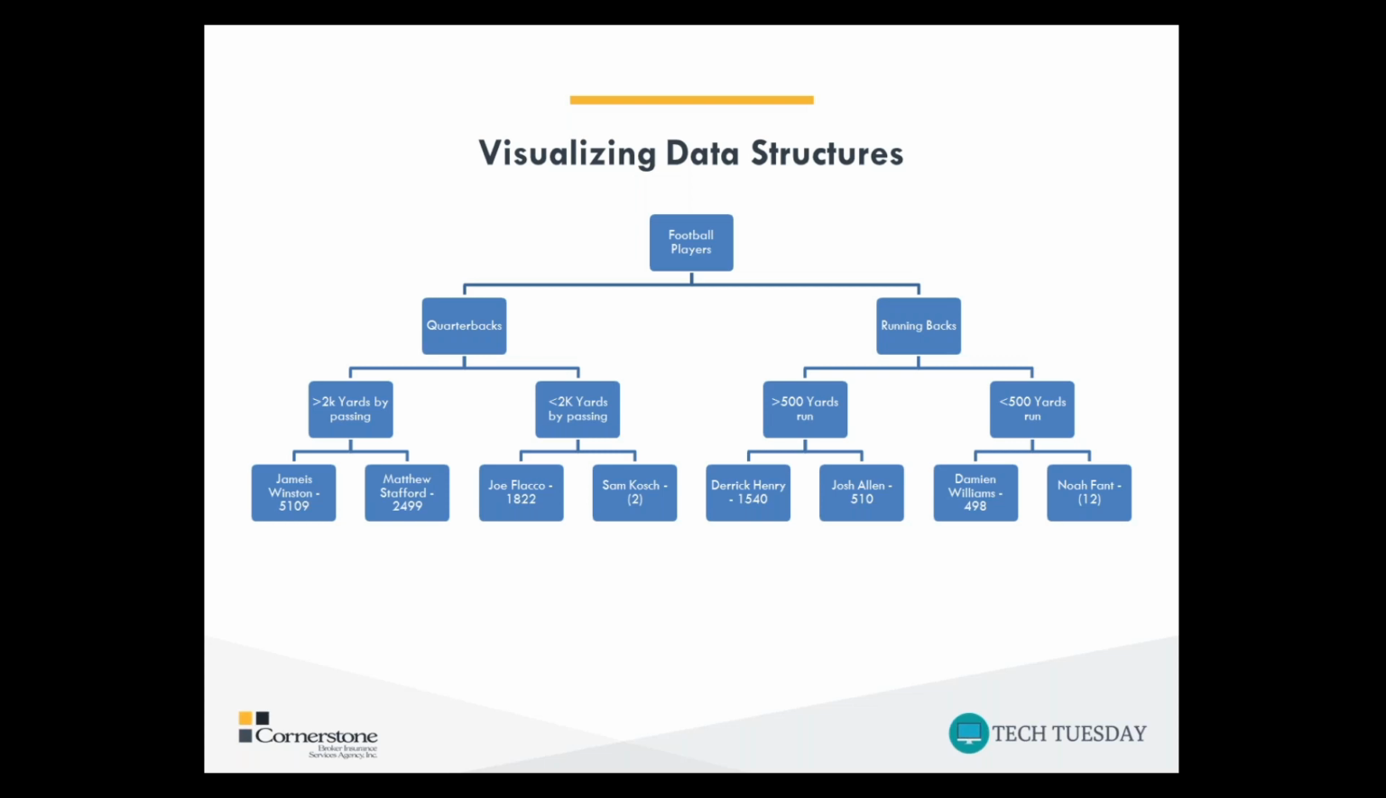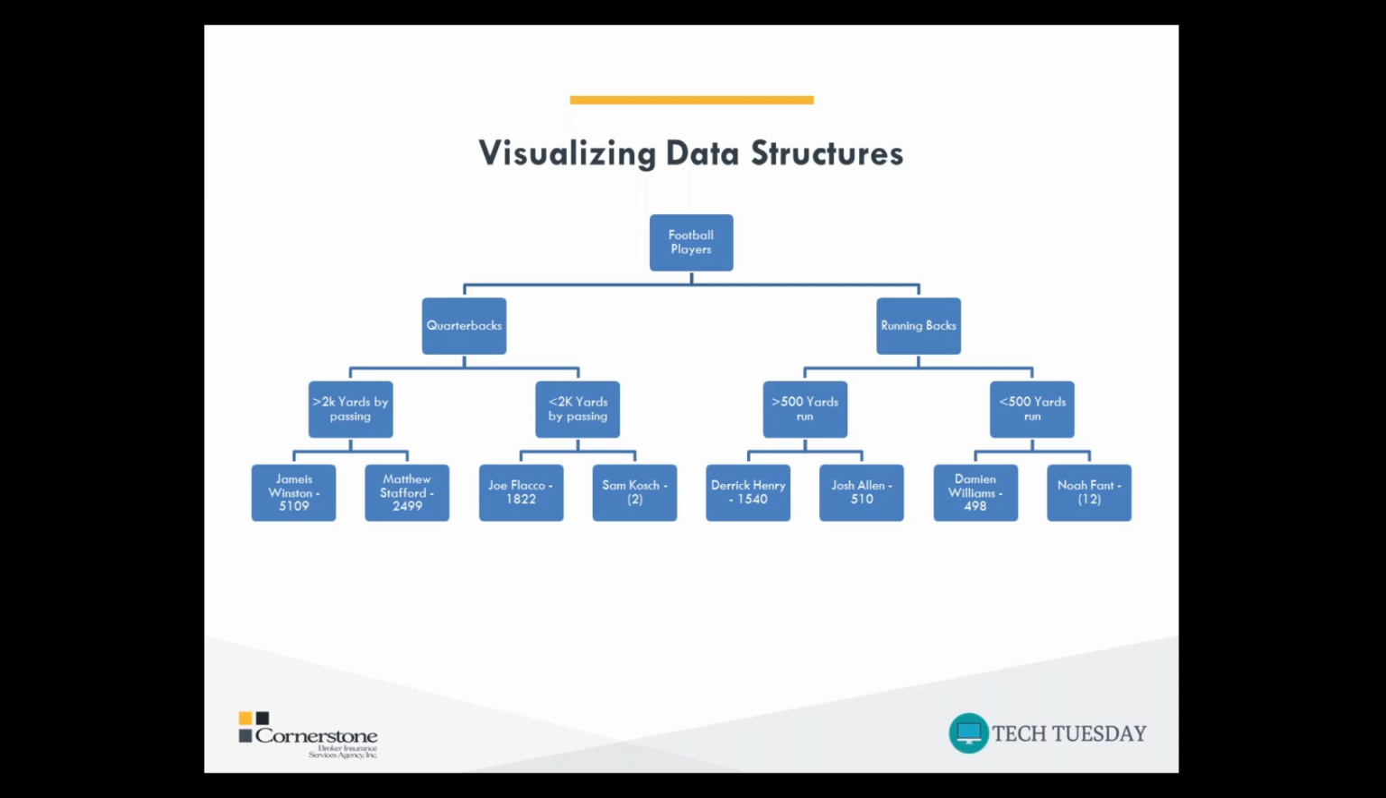Now, we visualized this data table based on the number of yards gained over the entire 2019 season through various methods. More specifically, we focused on quarterbacks and running backs. As you can see, we start generally with a folder called football players, and then inside of that folder are two folders: quarterbacks and running backs. Underneath those folders are descriptions of the individual players by yards gained.